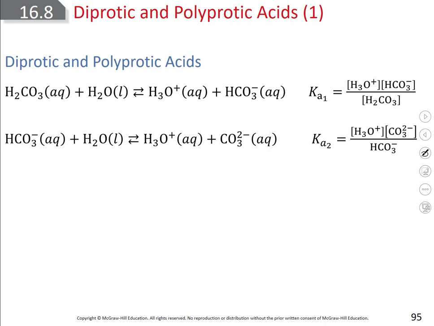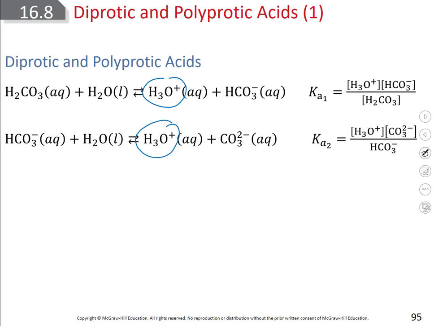Now, when we're finding the pH of an acid, which species are we really interested in here? Which one of these is going to tell us anything about the pH? H3O. Now notice H3O is produced in both reactions. So if we're going to find the pH of this, we need to do an ice table for both of them to find out how much hydronium was produced in both reactions.